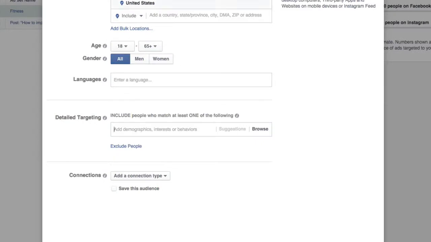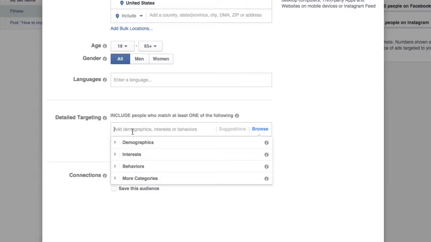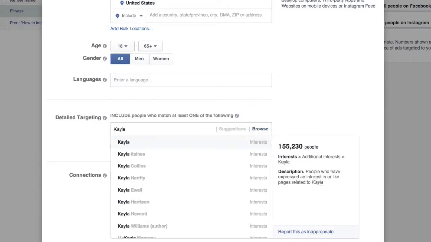Okay, so I've got an ad set and a campaign already set up. Now, if you're brand new to Facebook ads, it's a little too deep to get into to show you how to actually set up an ad and get a campaign started. So I'm just jumping right into this. What we're going to look at and concentrate mostly on here is this detailed targeting, okay? So in here we can really type anything we want. So I'm going to type in that first one we found and just see if it shows up.